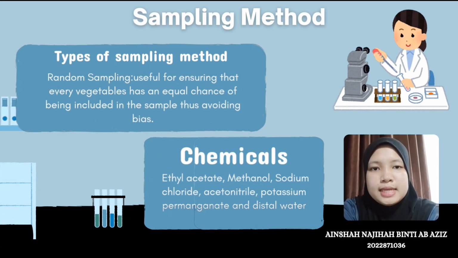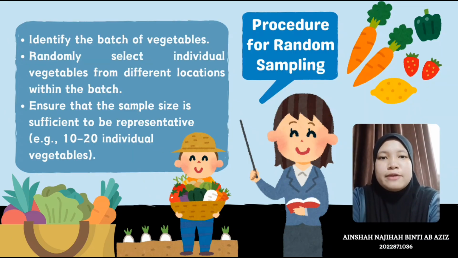The type of sampling method is random sampling, which is useful for ensuring that every vegetable has an equal chance of being included in the sample, thus avoiding bias. Chemicals that were used are acetic acid, methanol, sodium chloride, acetonitrile, potassium permanganate, and distilled water. Procedure for random sampling: first, identify the batch of vegetables. Second, randomly select individual vegetables from different locations within the batch. Lastly, ensure that the sample size is sufficient to be representative, for example 10 to 20 individual vegetables.